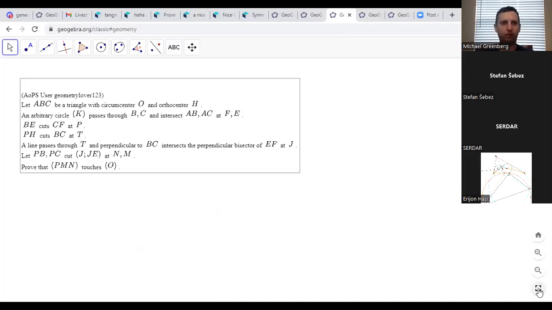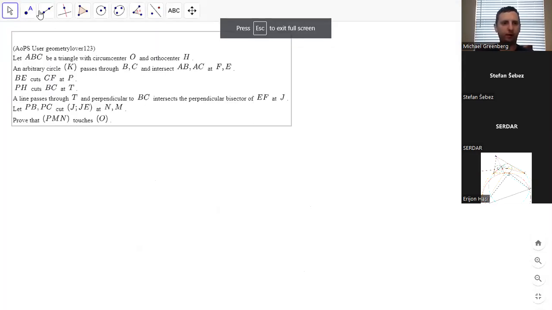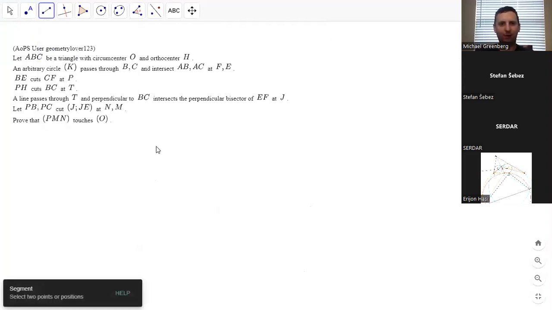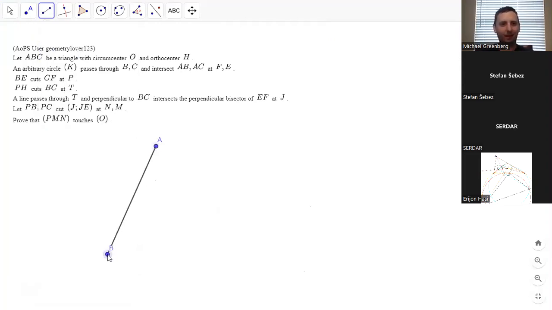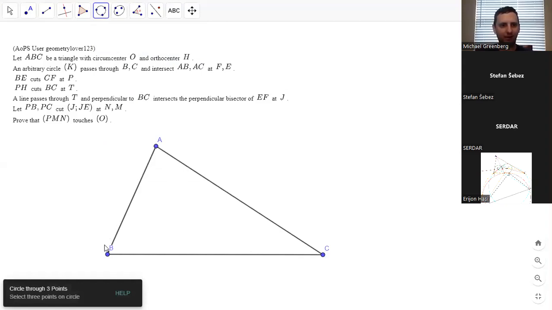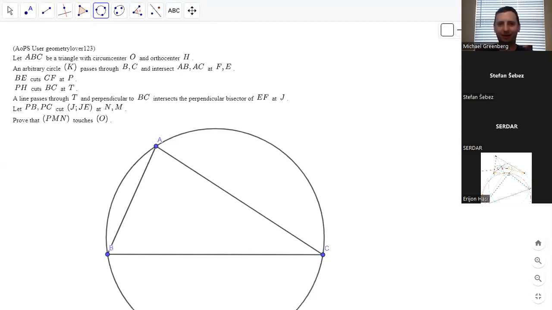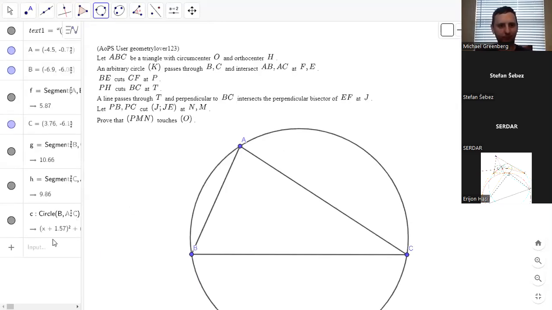This one looks like it might not be too bad, because at least two of the pieces of information are short. Let me just draw it and prove that some circle is tangent to some other circle. That is usually very hard. Let's draw it and see what it looks like.